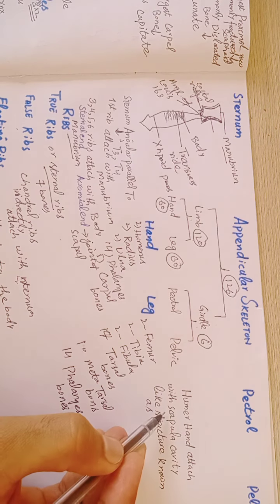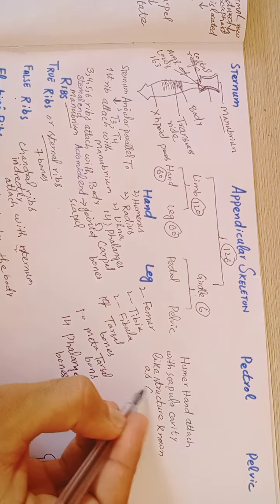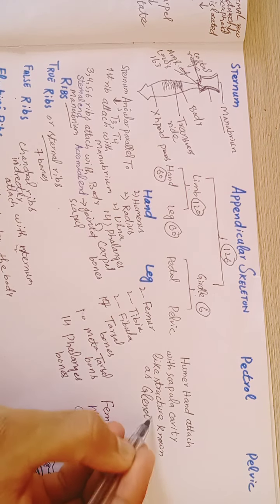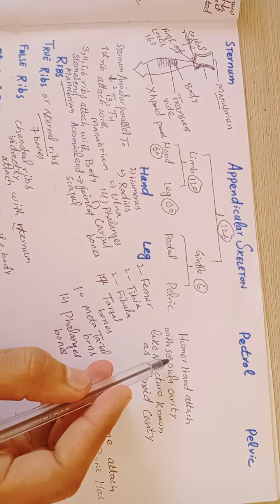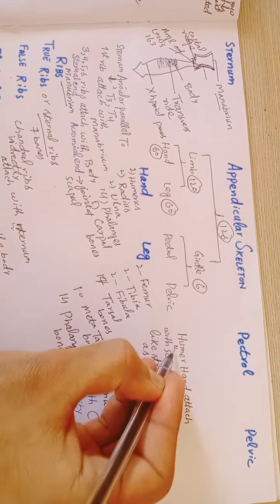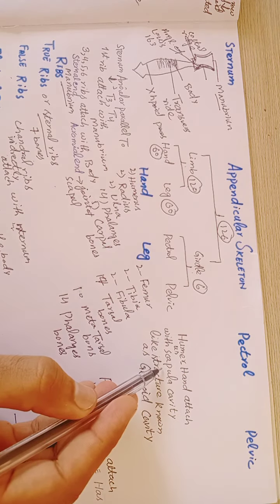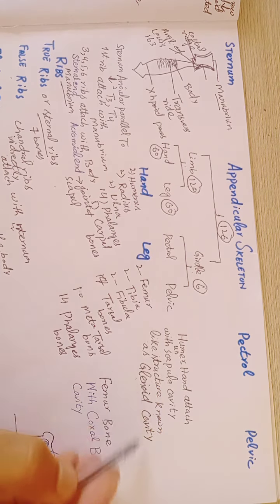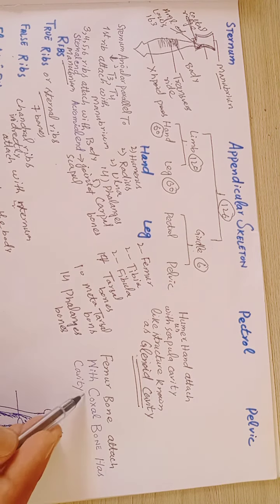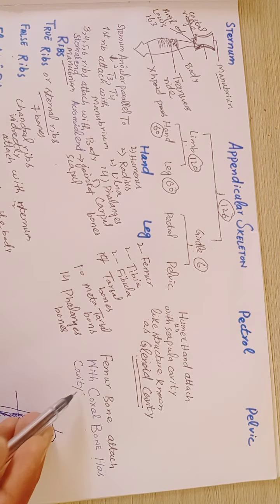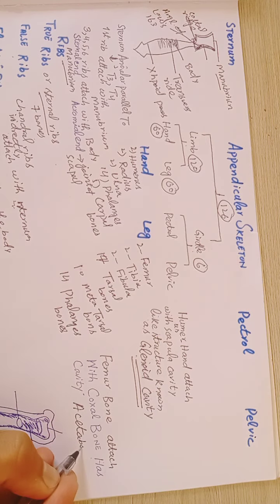The humerus attaches with the scapula at a cavity-like structure known as the glenoid cavity. The femur bone attaches with the coxal bone, which has a cavity known as the acetabulum.